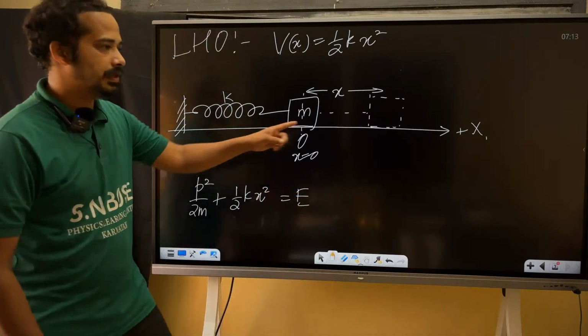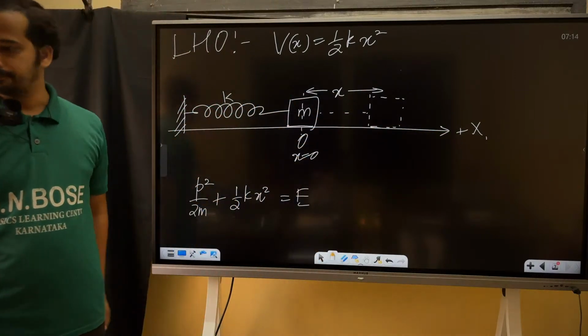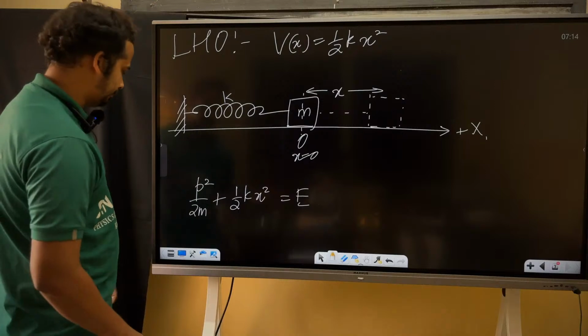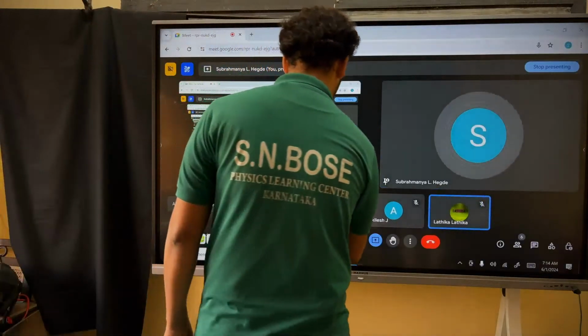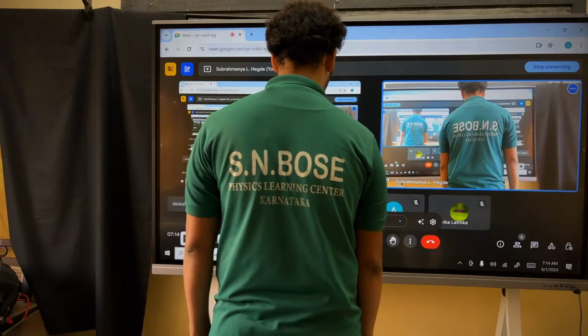If the table is frictionless... Sir, the screen is not visible. Why is it going off?